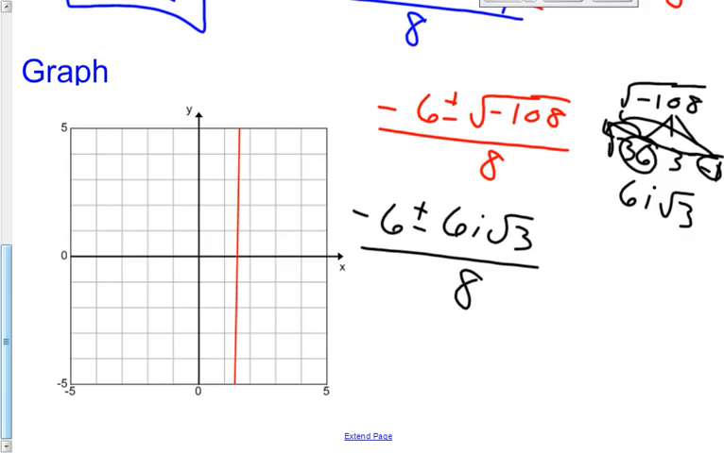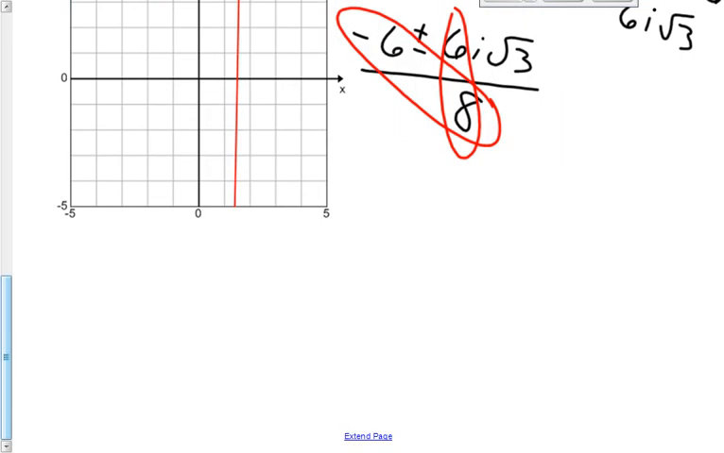However, hopefully you saw this. This can reduce and this can reduce. So if that's the case, make sure you do that. You can divide everything by 2. So you have a negative 3 plus or minus 3i square root 3 all over 4. Whew! Those are our other two roots.